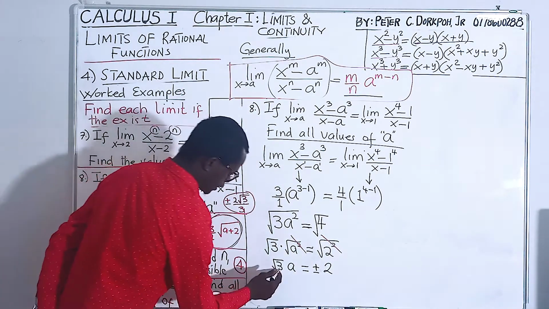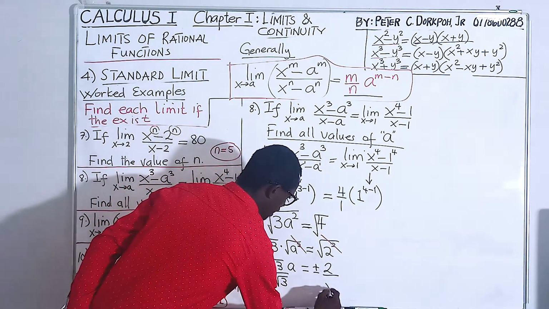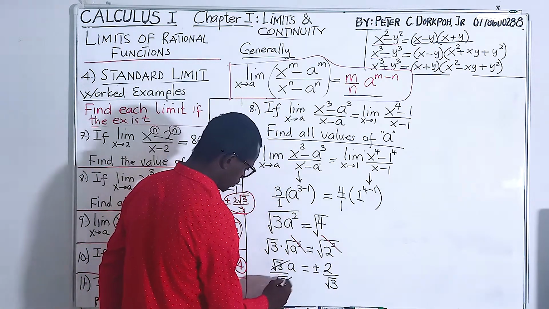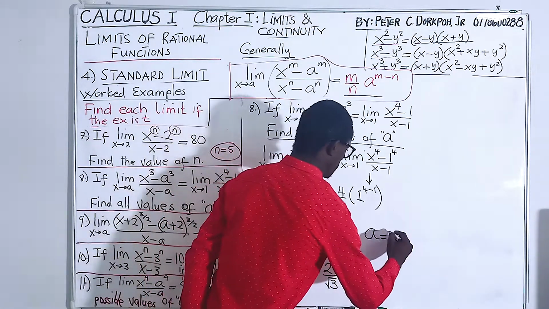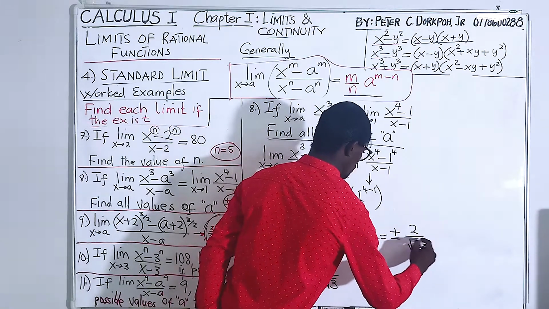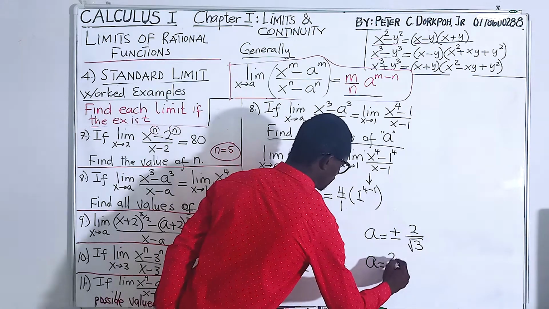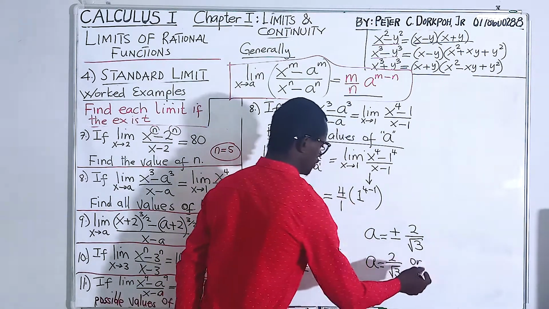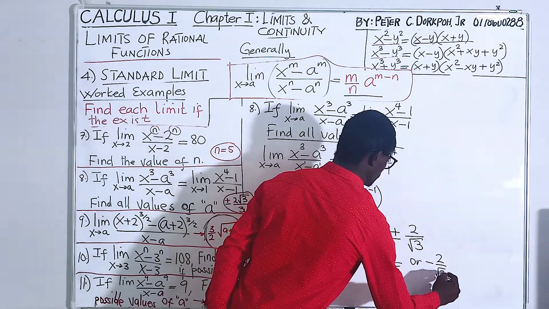We want to solve for a. We divide this out by the root of 3, and we also divide this out by the root of 3. So the 3 will go out. You just have a now equal to plus or minus 2 all over the root of 3. This plus or minus means a can be 2 over the root of 3, or a can be minus 2 over the root of 3.